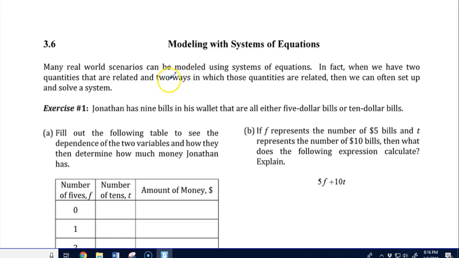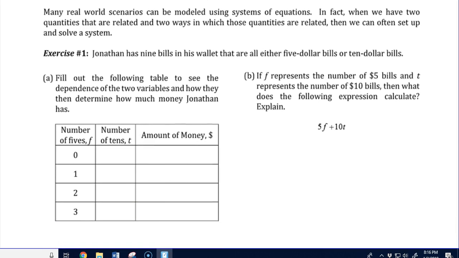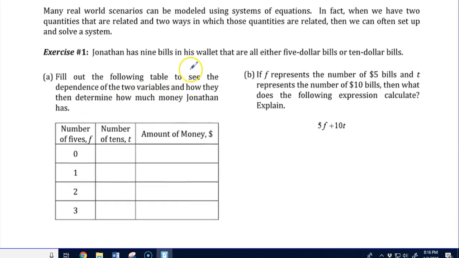In this recording, we're going to practice modeling scenarios with systems of equations. So you had a little experience doing this type of work, but we're going to formalize it here. In essence, we have a situation with two unknowns.